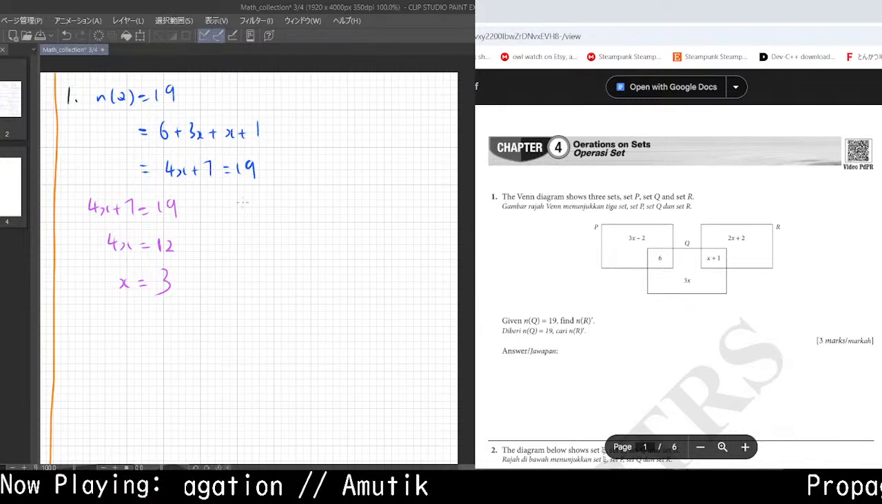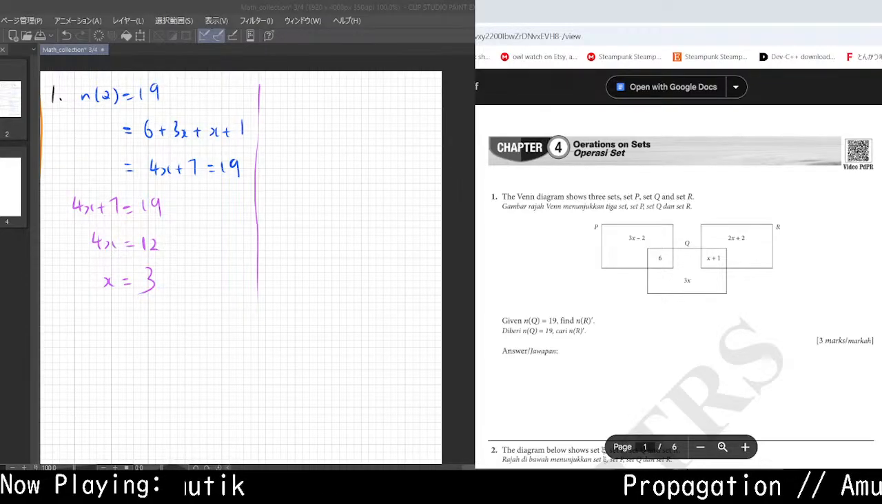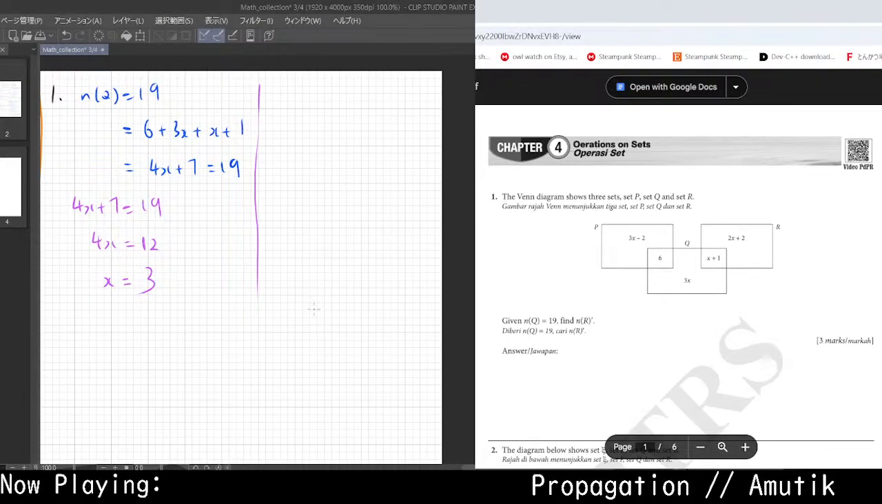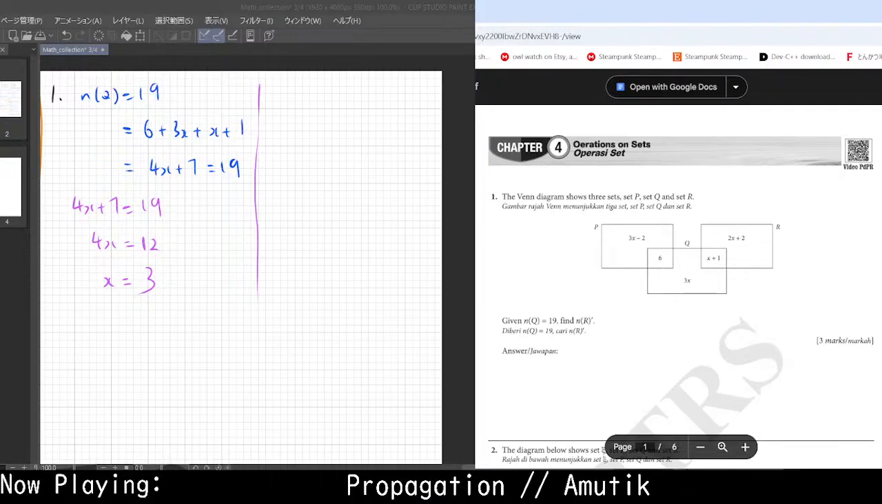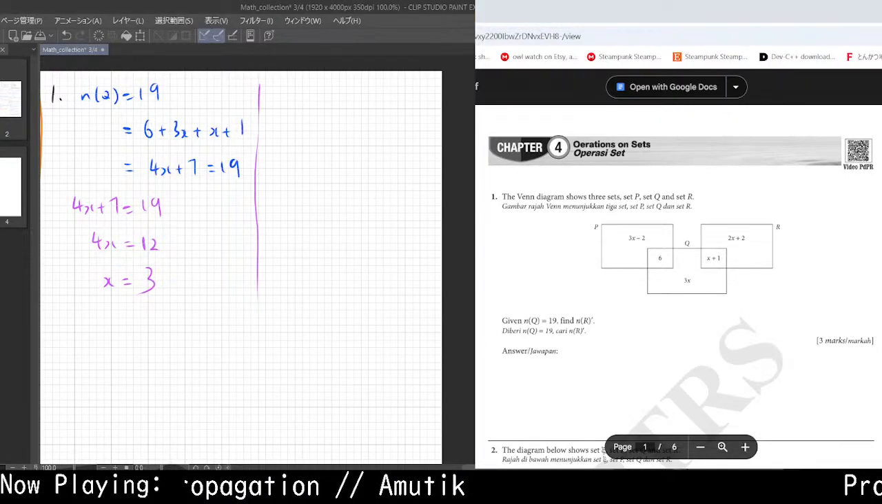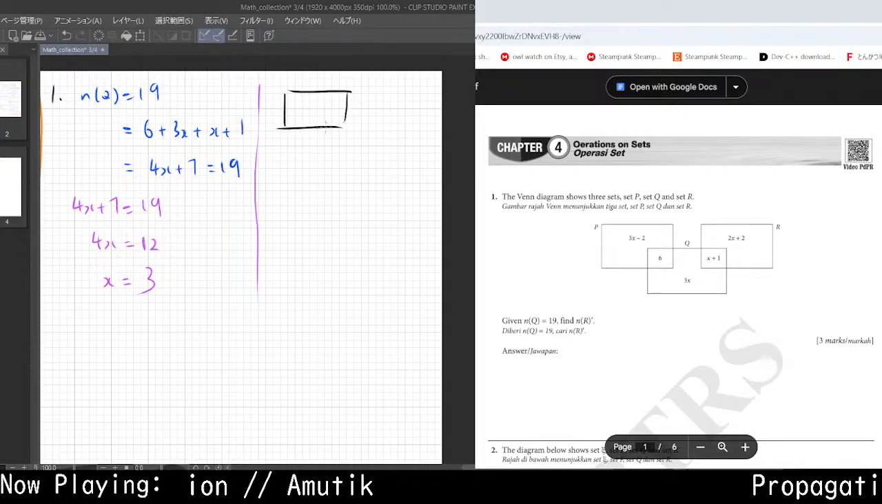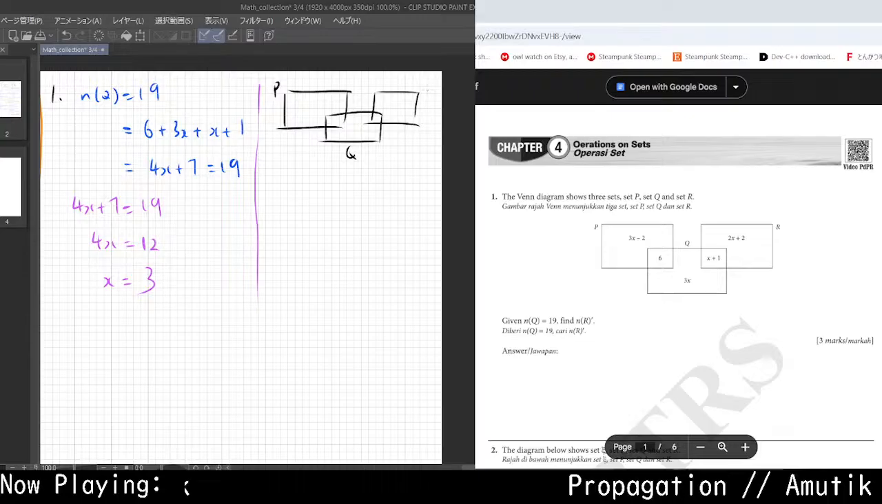Then you want to find, let me just check the stream. Okay, good. You want to find the things that exist in R prime. Okay, so in this case, let me just draw a small one. This is P, this is Q, this is R. Okay, P, Q, R.